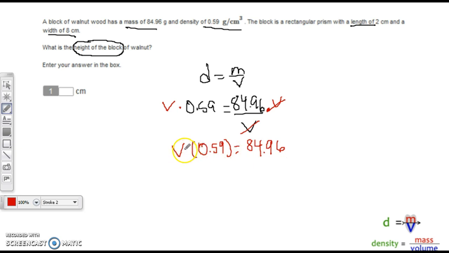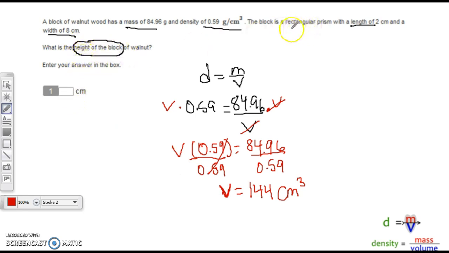Now I'm still trying to solve for volume, so now I need to get rid of this 0.59. And I'm multiplying, so the inverse operation would be to divide. That would cancel. And so I'm going to go ahead and divide those two to figure out the volume. And the volume here is 144, and that's always in units cubed. I forgot what my units were, centimeters. Unfortunately, the question doesn't say what is the volume. The question says what is the height.